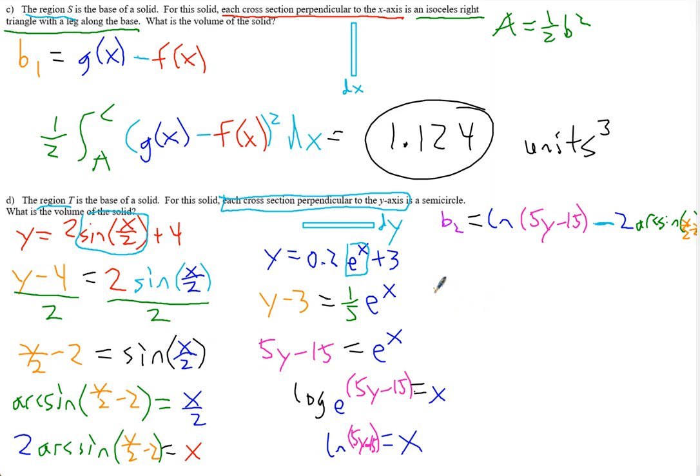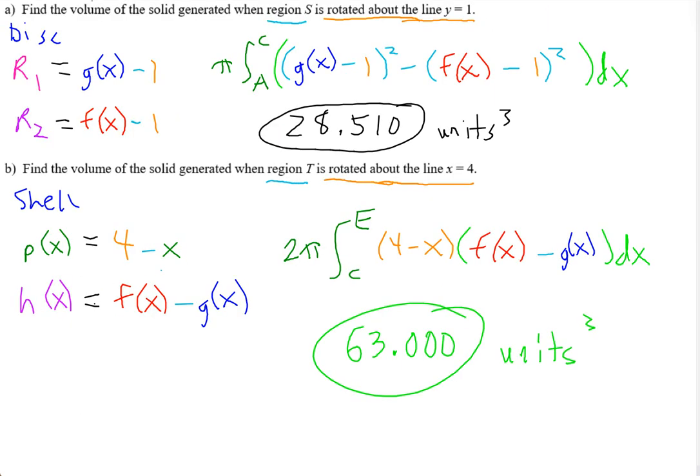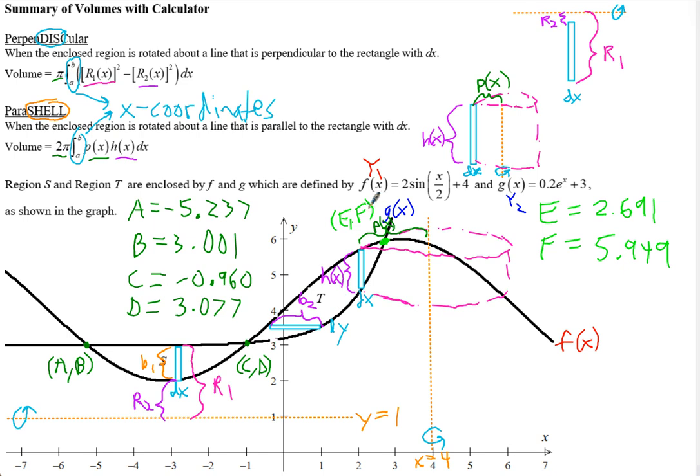And so then we can set up our integral here. This time we've got a semicircle. Remember, we figured out the area of a semicircle on these cross sections was pi over 8 b squared. So we can have pi over 8 on the outside. This time, though, since everything's in terms of y, we have to use the y coordinates. So we go from the bottom to the top of region T. Notice it starts at a y coordinate of D and stops at a y coordinate of F. So it would be from D to F.